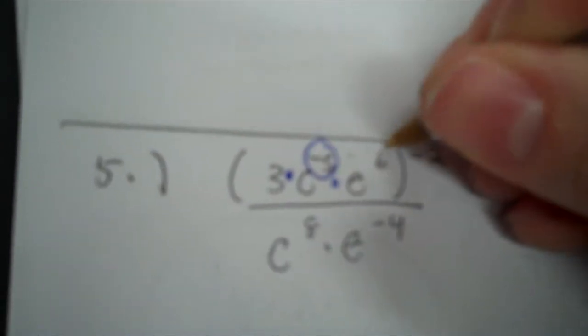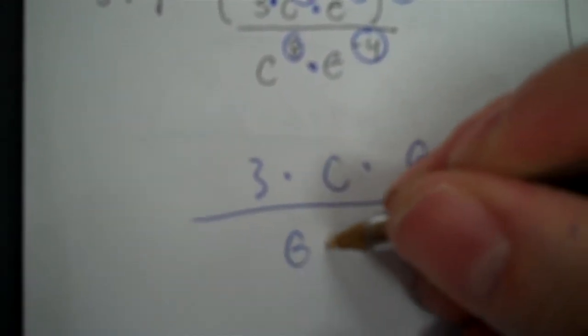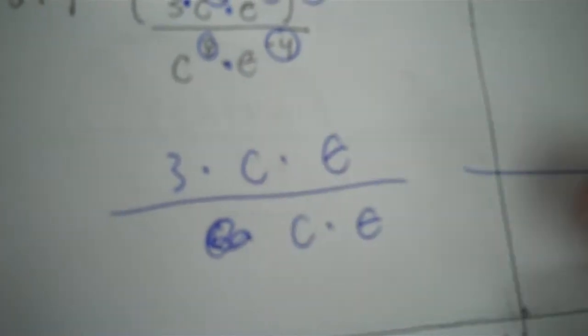Okay, number 5. We have 3 times c to the negative third times e to the sixth, all to the negative second, then c to the eighth times e to the negative fourth. So my numerator's factors are 3, c, and e, and my denominator factors are c and e. So we can count on crossing some things out, c and e.